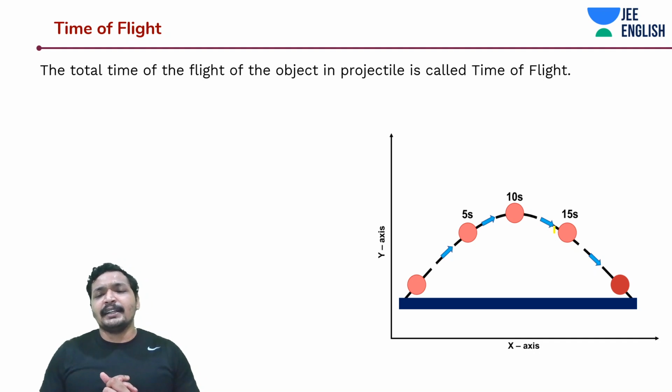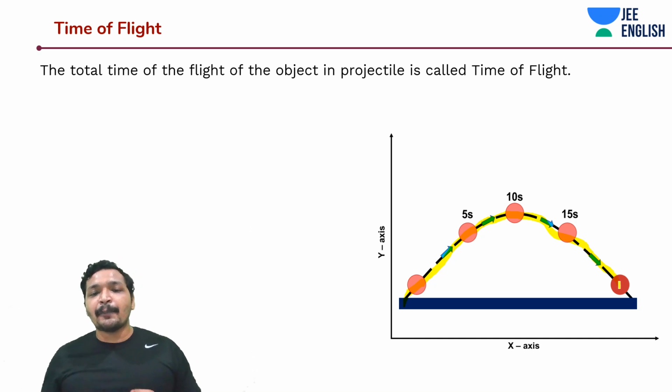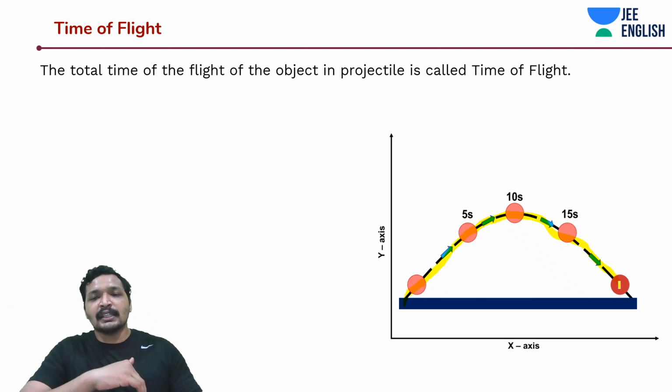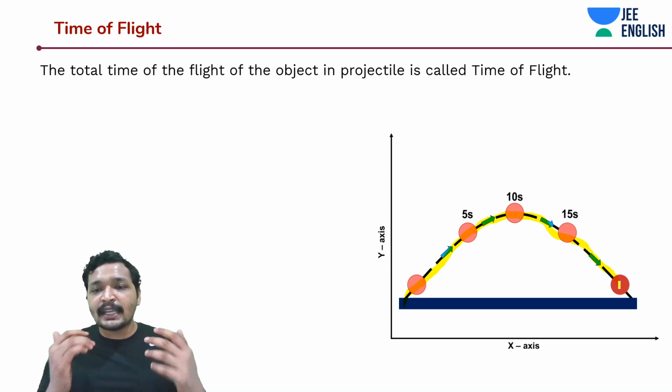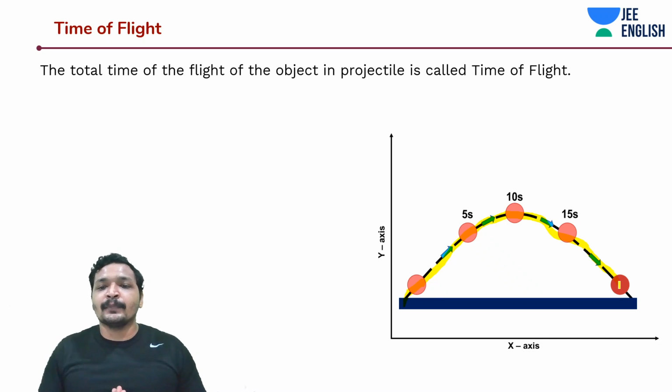So what is time of flight? The time of flight is the entire time that the object is in projectile motion. Let's say I have projected it from a level plane and it completes this entire projectile motion. It reaches this maximum height and comes back down to the same level plane. That entire time is called time of flight. So the total time that the object takes to complete this projectile motion is called time of flight.